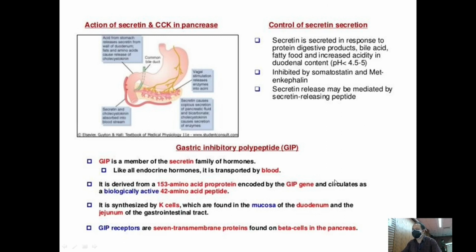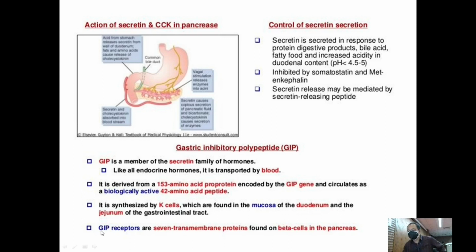Then you have other hormones like gastric inhibitory polypeptide. Now this is also a member of the secretin family, and acts in the fashion of endocrine hormones. It's basically a polypeptide of 42 amino acids. I think we don't have to remember all these prohormones and all that, but we have to remember this is the K cell. CCK is released from the I cell. So GIP is released from the K cells, which are found in the duodenum and jejunum. Sometimes we get confused by the names of these cells. So K cells in the duodenum and jejunum release GIP, whereas I cells in the duodenum and jejunum release CCK.